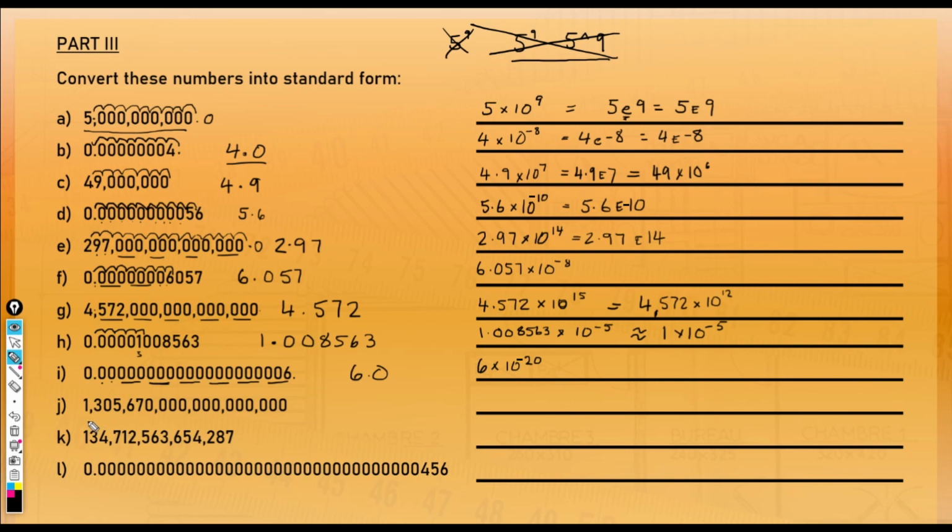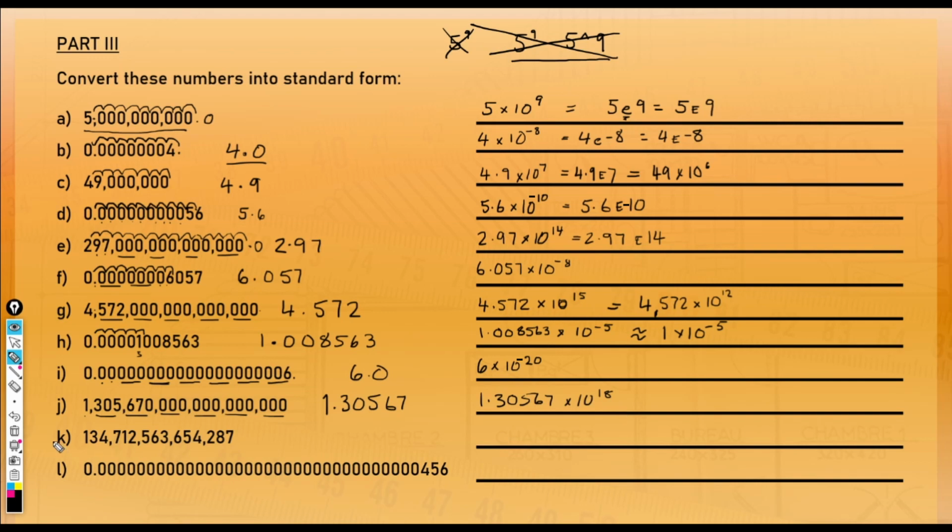Okay, and now for J, we have a similar big number here, but we start off with 1 point, to put the decimal point after the first non-zero digit, 30567. And this is 1, and then how many sets of 3: 3, 6, 9, 12, 15, 18. So this is 1.30567 times 10 to the power of 18.